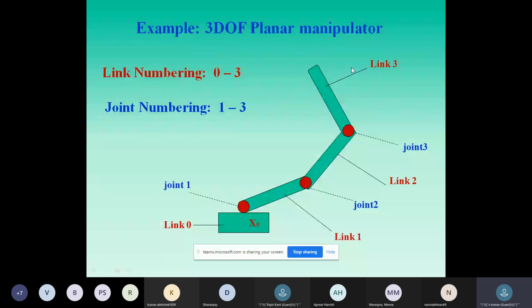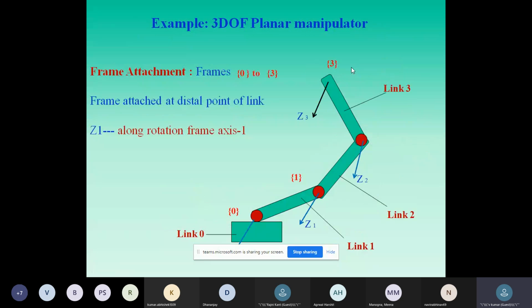Okay. Now link numbering is done. Joint numbering is done. Next step, we have to attach frames. Okay?